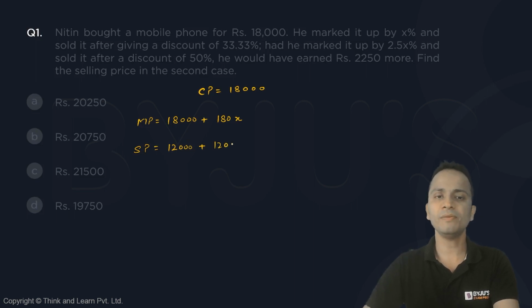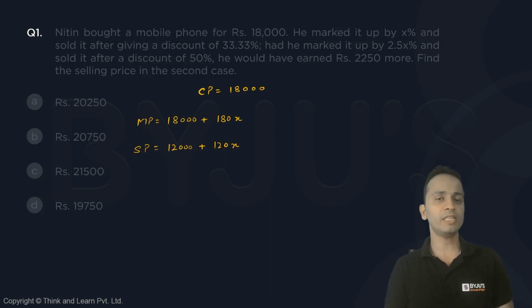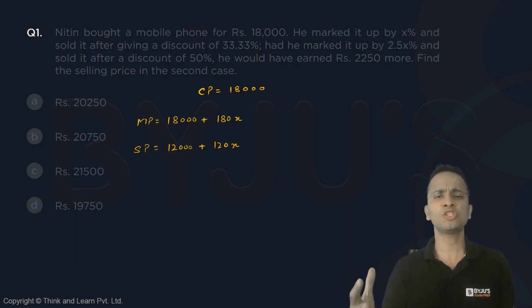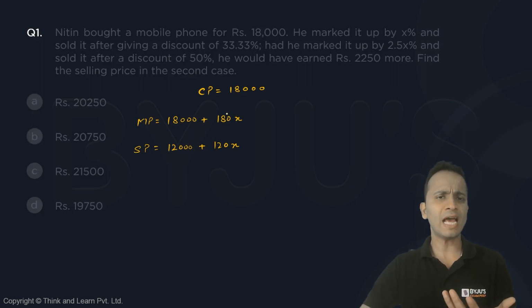Now if you approach these questions in the way that I have done, then you will be able to save plenty of time. If you keep on writing each and everything, if you write X percentage of 18,000, if you write 33 percentage of 18,000 plus 180x, then it will consume plenty of time. So with a little bit of practice you can handle the questions in a much better way. You will have to write less, there will be less complexity and hence less error, right? So this is the selling price in the first case.